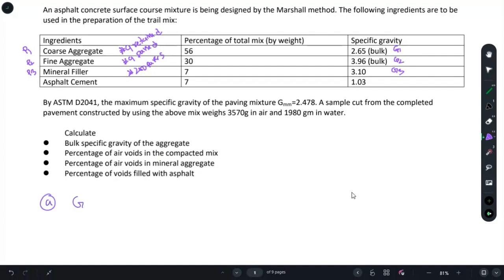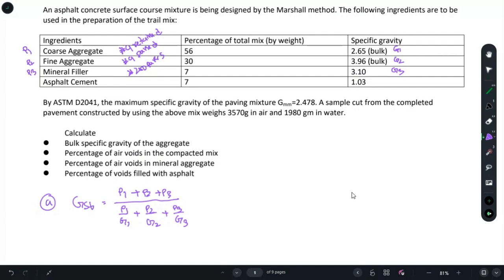that is we call GSB, the bulk specific gravity of aggregate, and we have an interesting formula, that is P1 plus P2 plus P3 over P1 over G1 plus P2 over G2 plus P3 over G3. Now you can use 56, 30, and 7, but there is a problem.